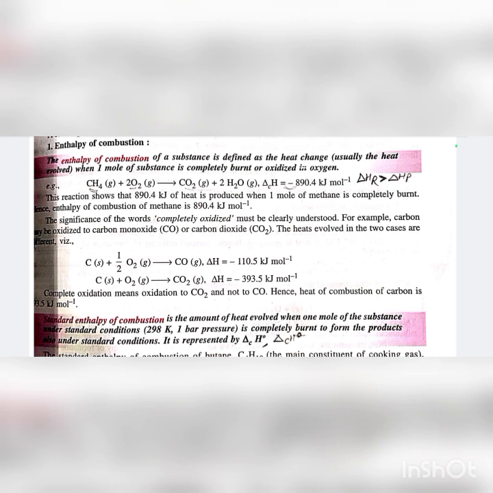And then the enthalpy of combustion for this is minus 890.4 kilojoule per mole. This reaction shows that 890.4 kilojoule of heat is produced when 1 mole of methane is completely burned. Hence, the enthalpy of combustion of methane is minus 890.4 kilojoule per mole.